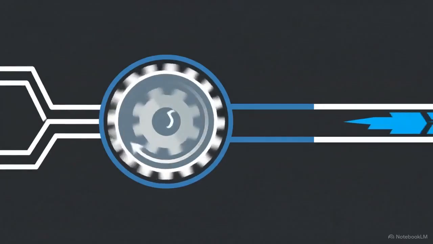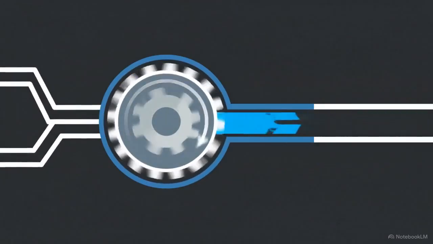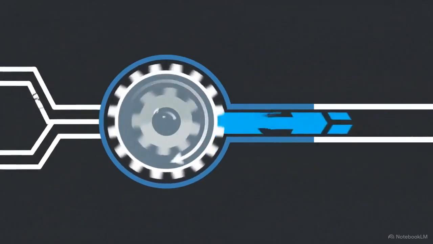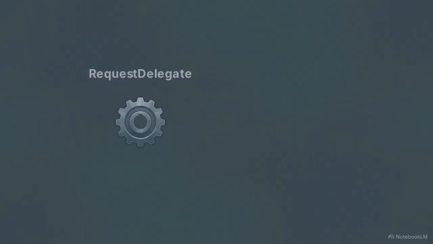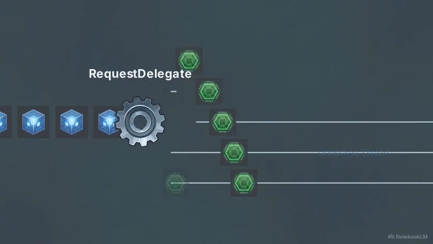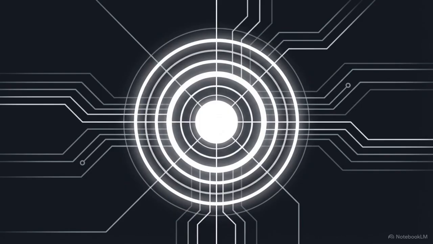However, a container is just static data. It cannot process itself. It requires a powerful engine to move that data forward. Look at this exact C# signature for the request delegate. This is that engine. It accepts the HTTP context, performs an operation upon it, and then returns an asynchronous task. That return type ensures the server thread remains unblocked and ready to handle other traffic. The request delegate operates as the atomic unit of action that actually drives the web server's processing capabilities.